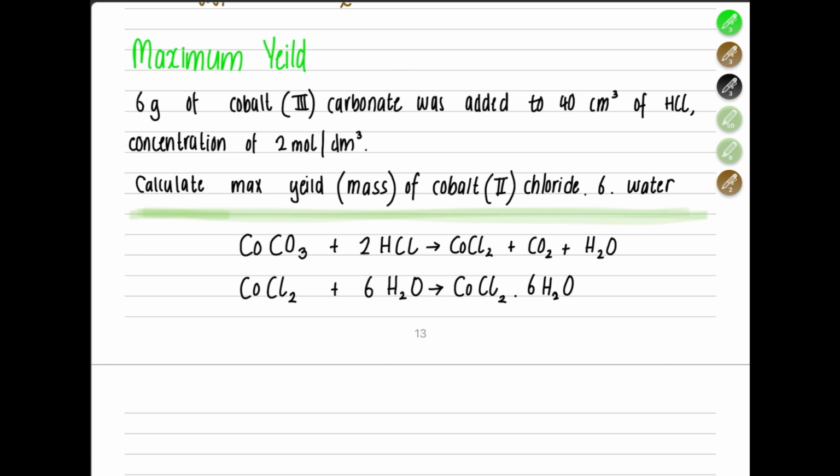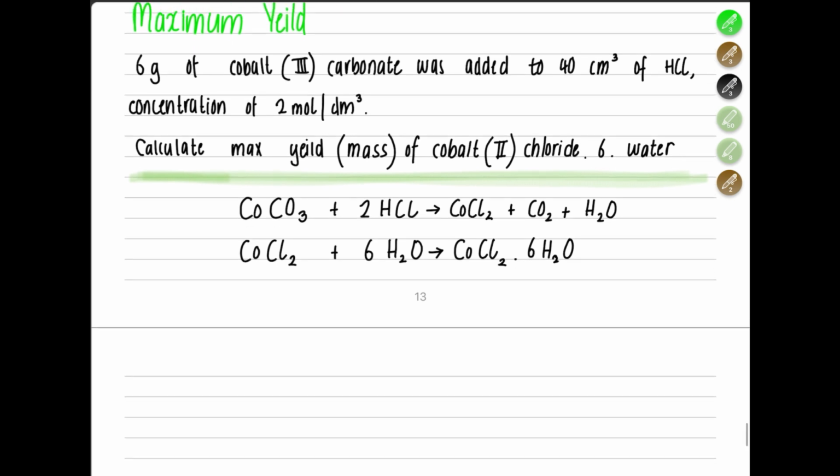Okay, now we'll talk about maximum yield. Maximum yield is basically the maximum amount or maximum mass of a substance. So we'll study this using an example. 6 grams of cobalt carbonate was added to 40 centimeter cube of HCl. This had a concentration of 2 moles per decimeter cube. Calculate the maximum yield or mass of cobalt(II) chloride hexahydrate.